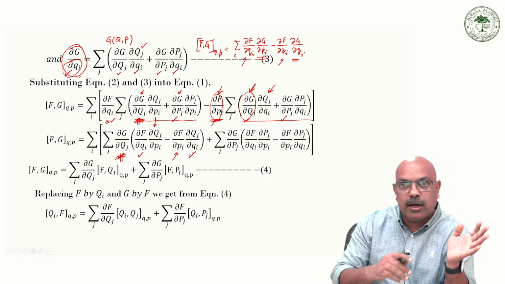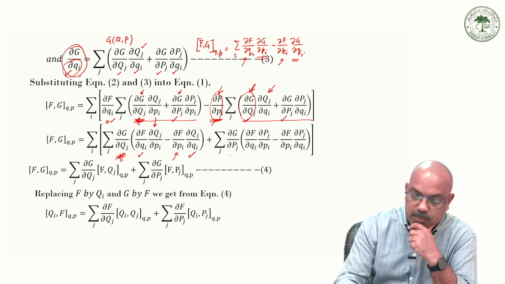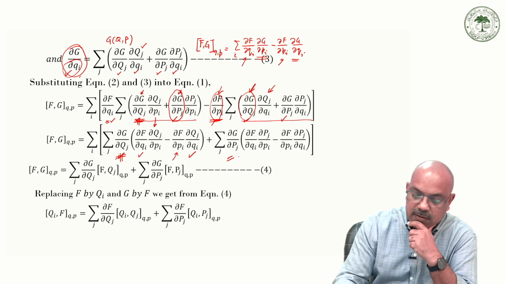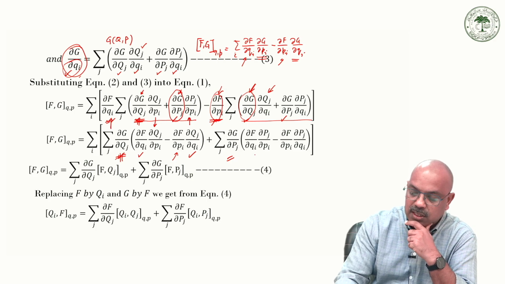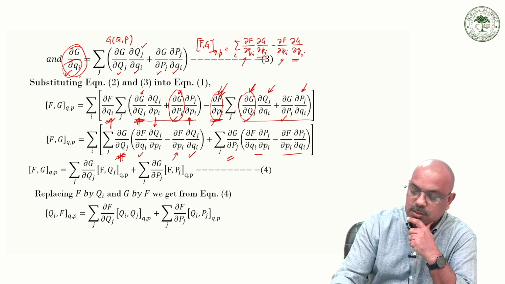Similarly, if you take all together the term with delta g upon delta pj, if you take common here, then the first term will be with this, and this is going to be this, and the second term will come from here and here. Okay, so this is what we have.